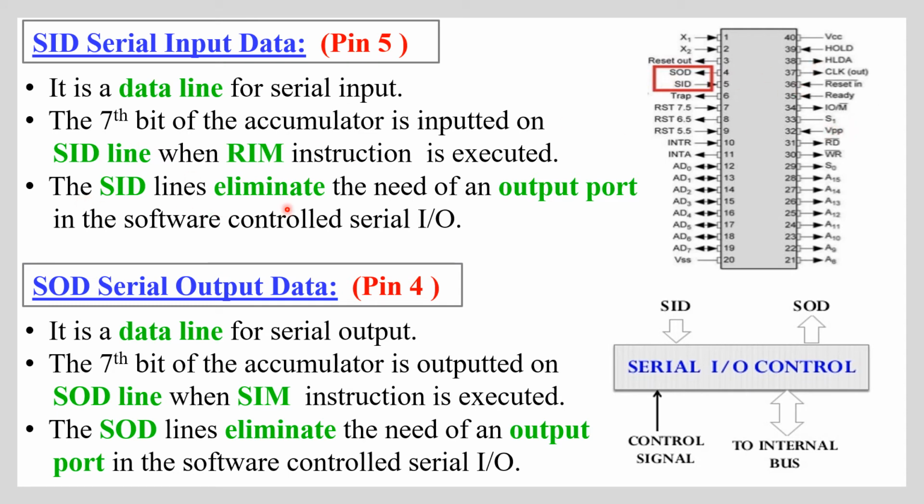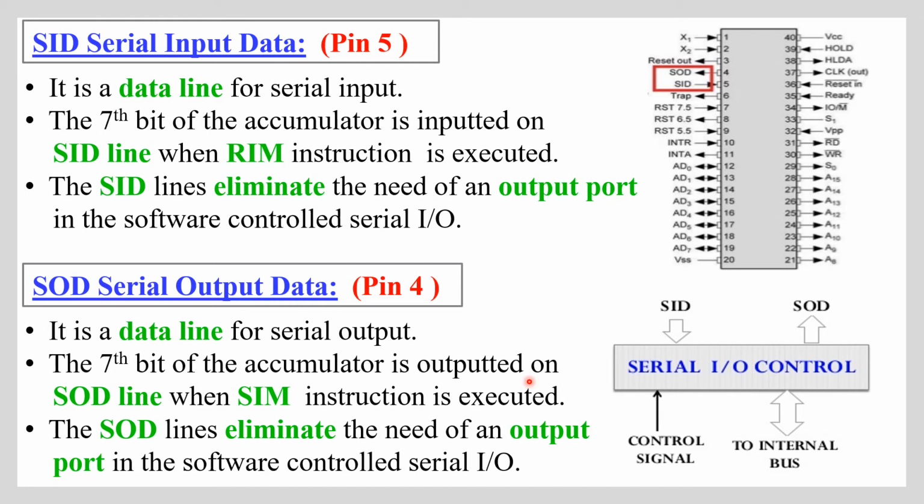The SID line eliminates the need for an input port in software-controlled serial input output. So we can just send the data in from this line, SID. SID comes inside and SOD is output. So data goes out from the microprocessor, while SID comes inside the MPU. SOD is nothing but serial output data, that is pin number 4. It is a data line for serial output. Again, it is output: data goes out of the MPU. The 7th bit of the accumulator is output on the SOD line.